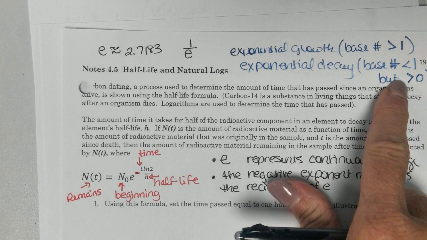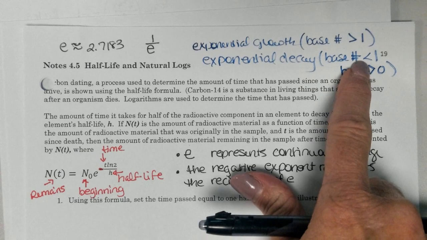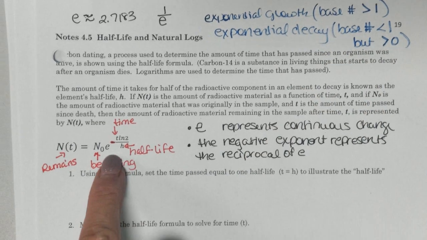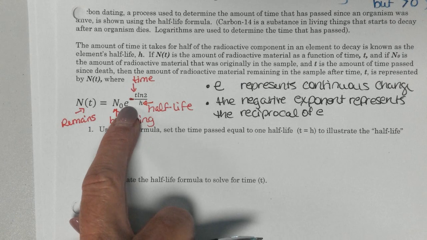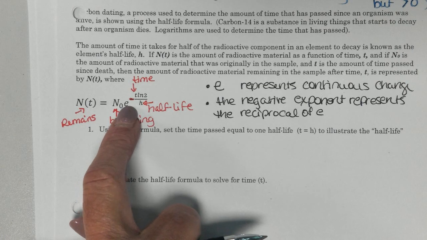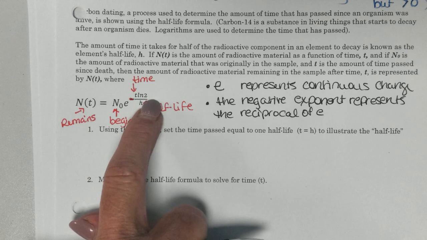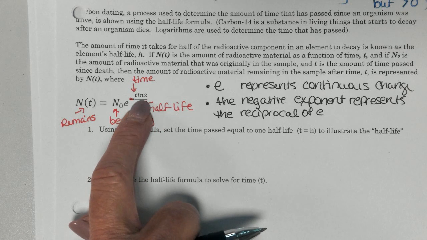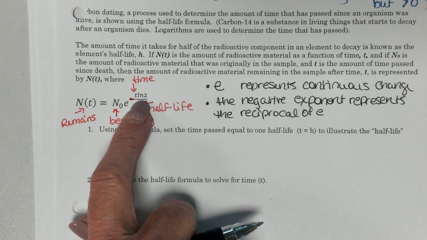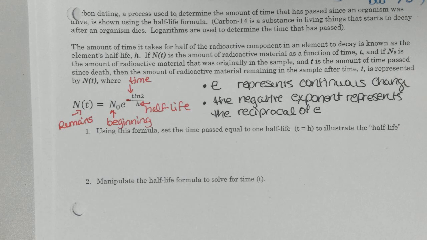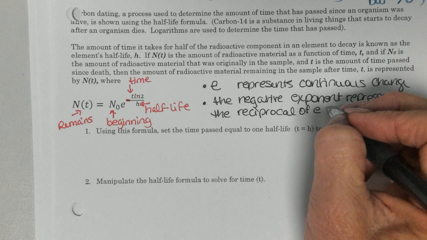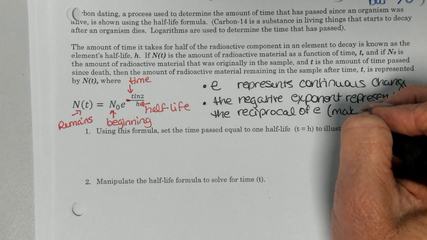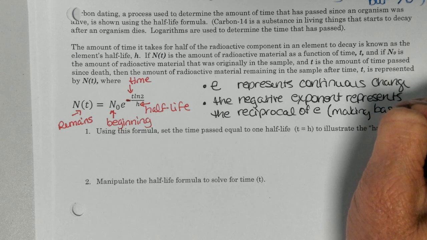And any time our base number is less than 1, it's going to represent decay. So even though our base is 2.7183, we've got the negative exponent that says, okay, it's really the reciprocal of that. So it's really a fraction. It's really a number less than 1. All right. So just make sure you note that this is making the base less than 1.